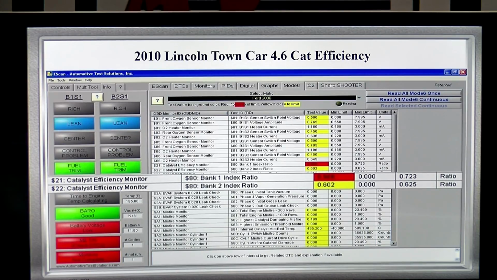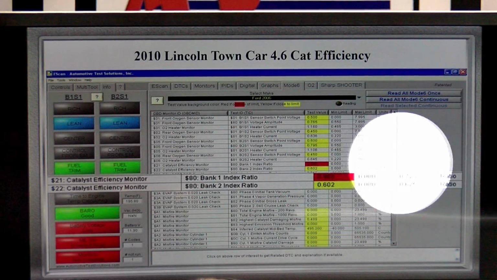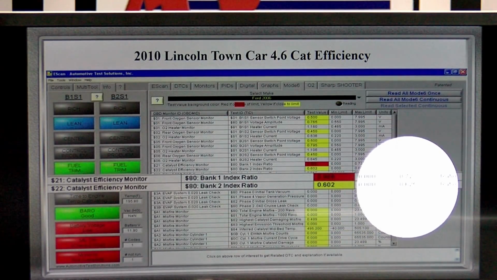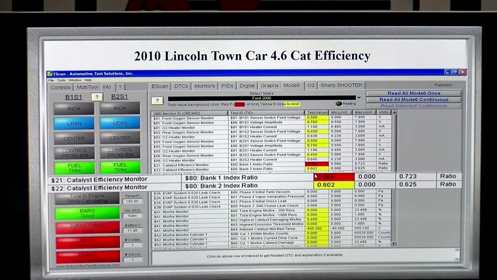Now look at the next one down, 0.602, and the maximum there is 0.625. So on bank 2, it's barely passing, isn't it? Now, you could tell the customer, hey, you have an issue here on the bank 2 catalyst. You may want us to take a peek at that, okay? So you may get a DTC not only for P0420, but for P0430.